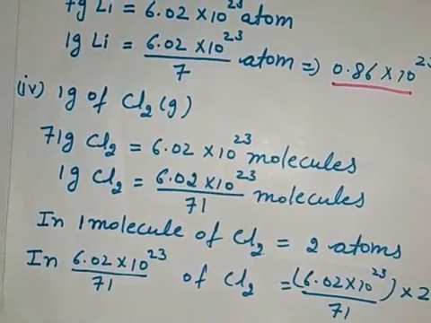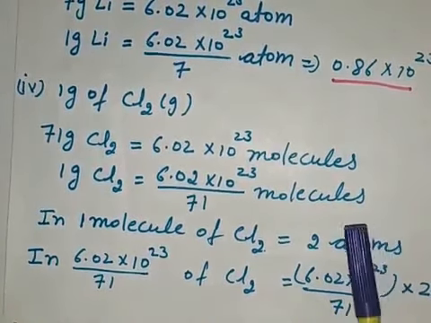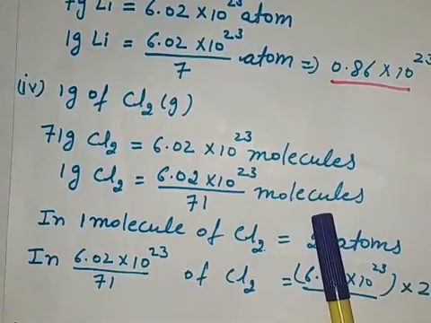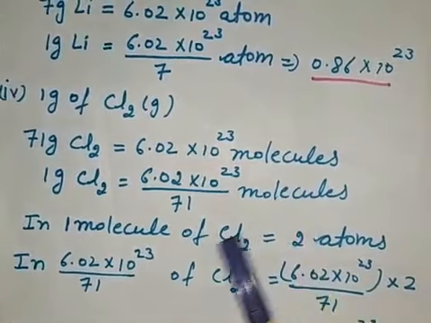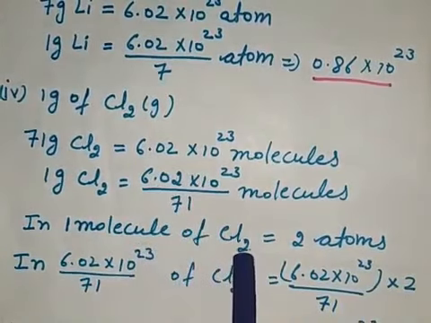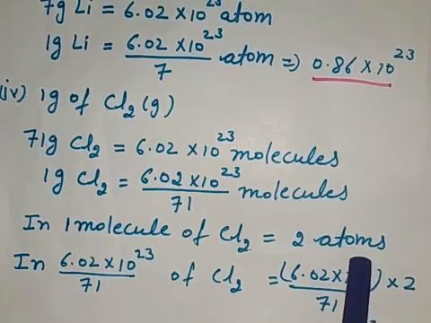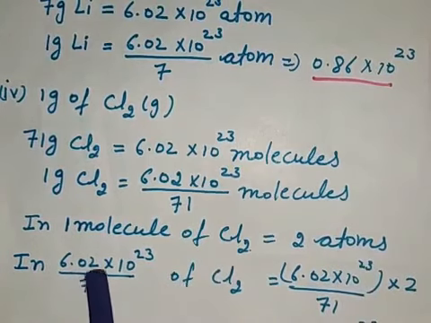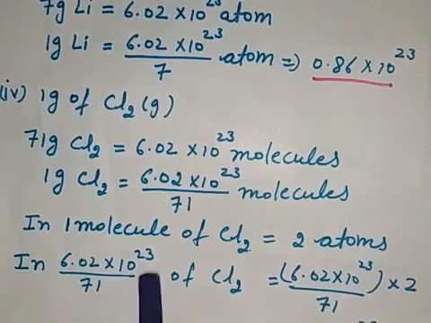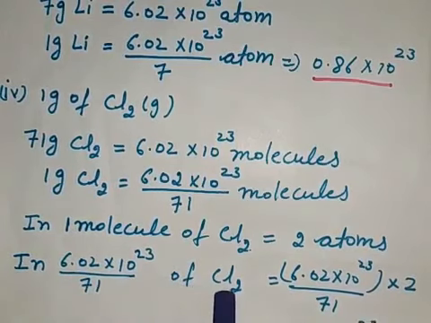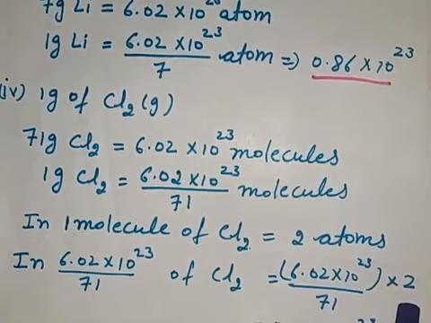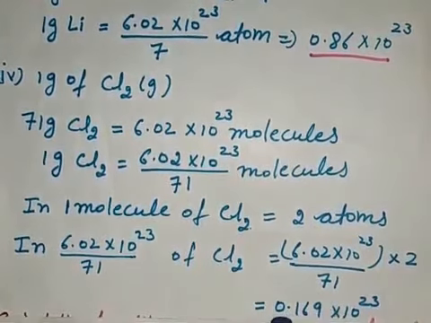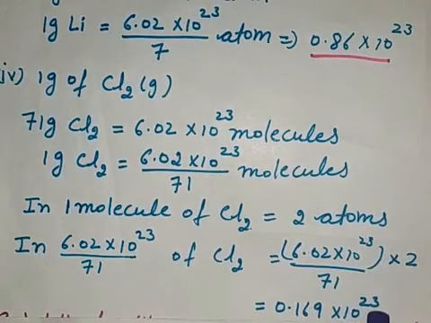Now as you can see here that this is number of molecules, but we have to find out number of atoms. So here we will convert molecules into atoms. So in one molecule of Cl2, 2 atoms are present. So 6.02 into 10 to the power 23 divided by 71 molecules of Cl2 contains this into 2. We will multiply this number with 2. When you will solve it, it will come equal to 0.169 into 10 to the power 23.